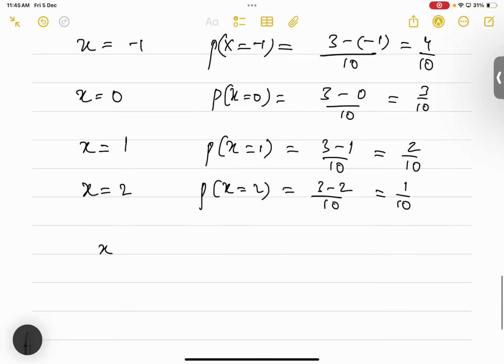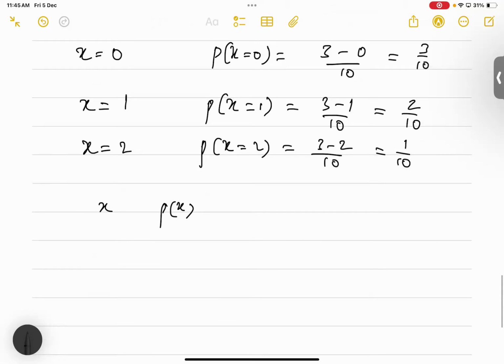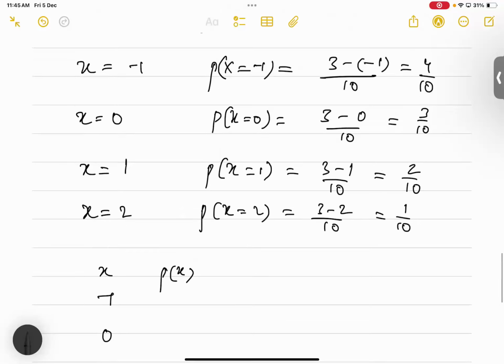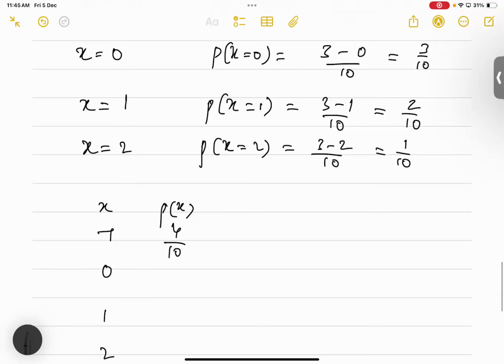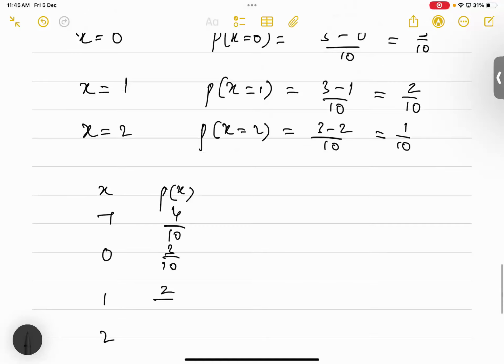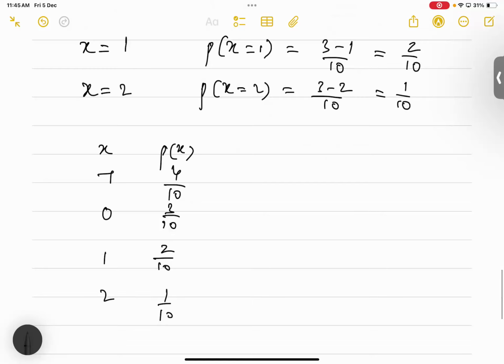So we'll write down the data vertically because we are supposed to calculate mean and variance. So minus 1, 0, 1, and 2. Leave one line, it will be always better. 4 by 10, 3 by 10, 2 by 10, and 1 by 10. So we'll just write down the hint, we'll not solve this.